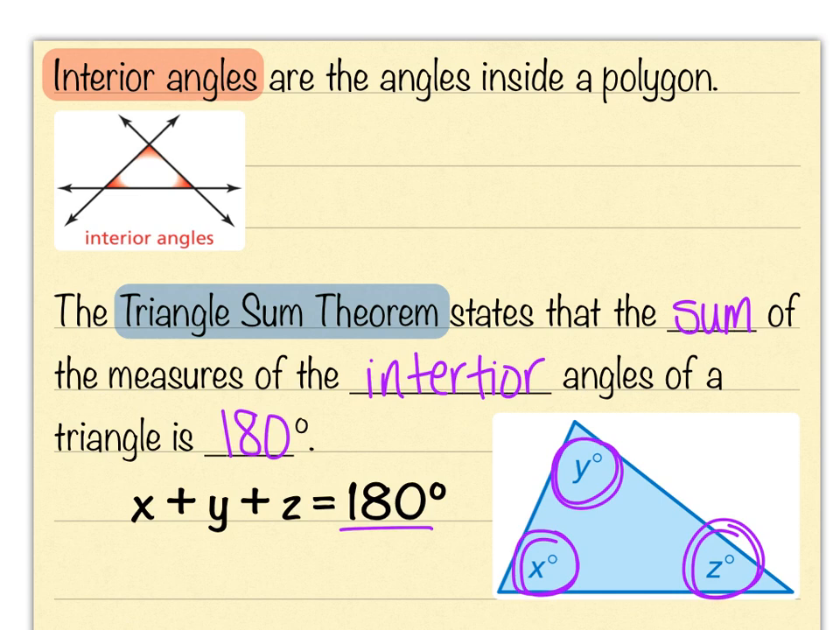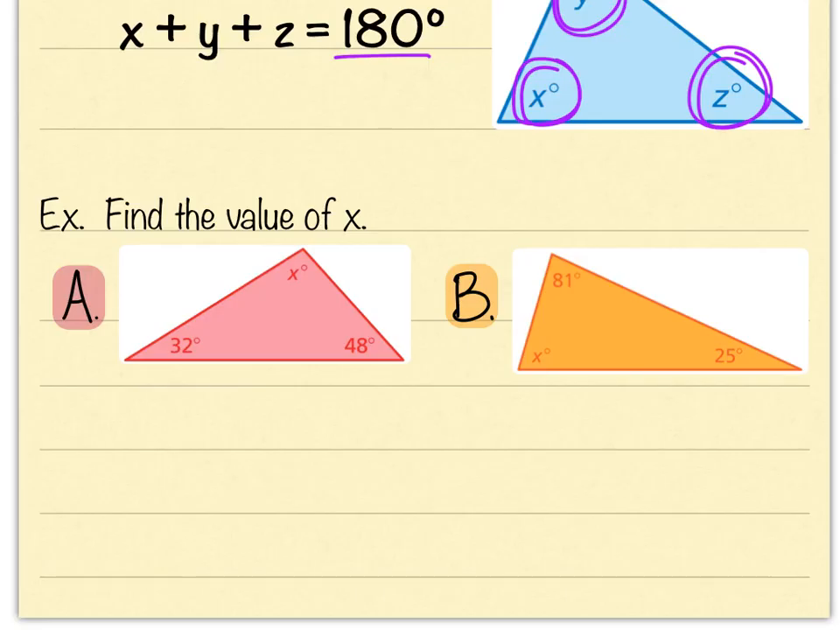Again, I mentioned this last lesson, that does not mean that they're supplementary angles, because supplementary angles are only two angles that add to 180, but all triangles do add to 180 degrees. All three of them will add to 180. So if I want to find out what one of the missing angles is, what I'm going to do is subtract the two angles I do have from 180.